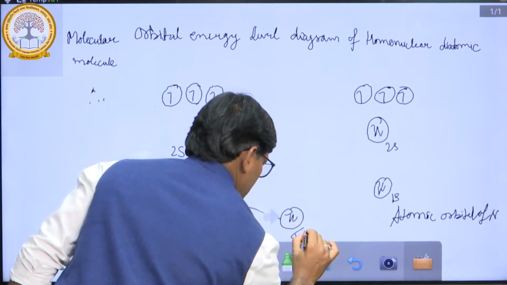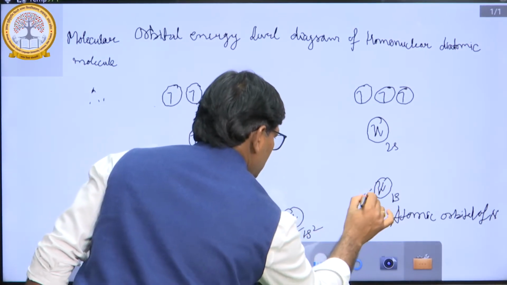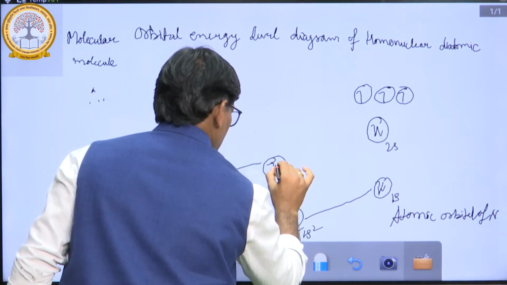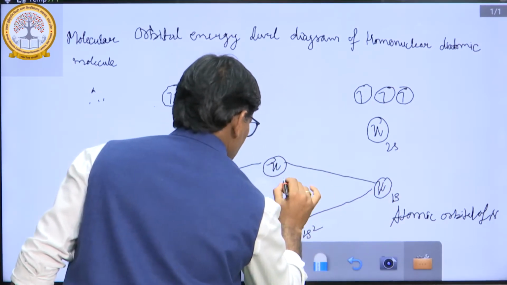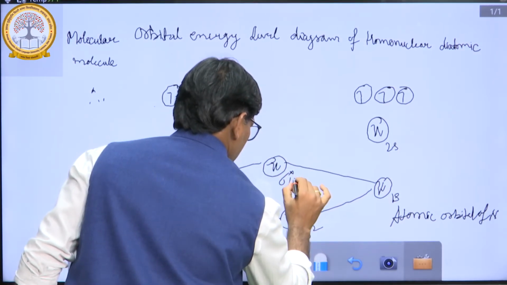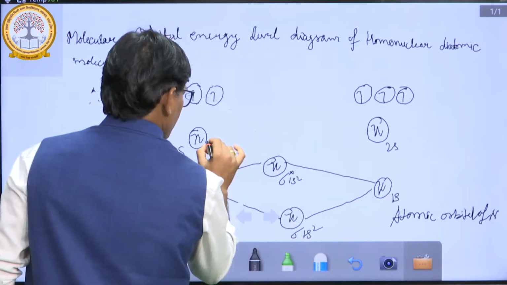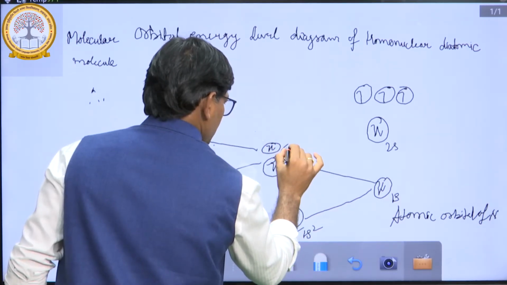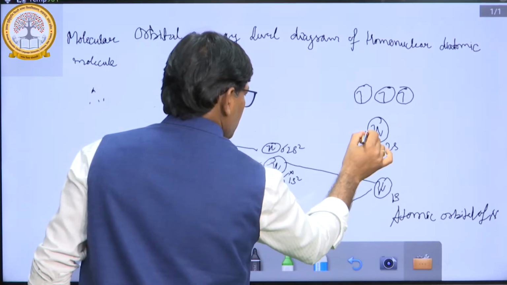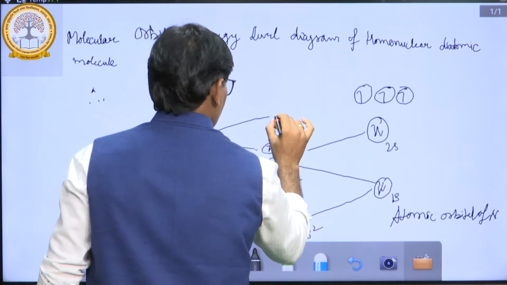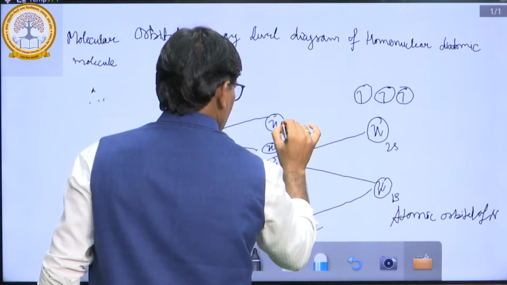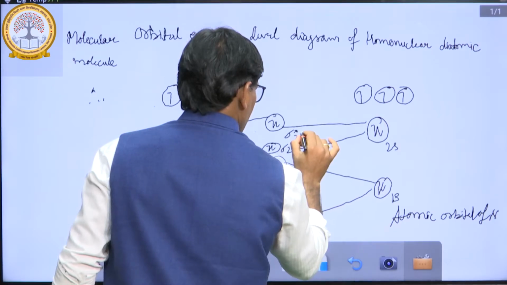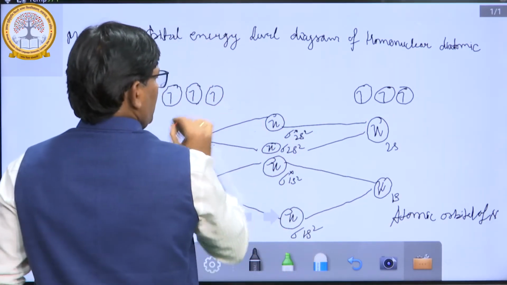that is sigma 1s2, sigma star 1s2, sigma 2s2, sigma star 2s2.